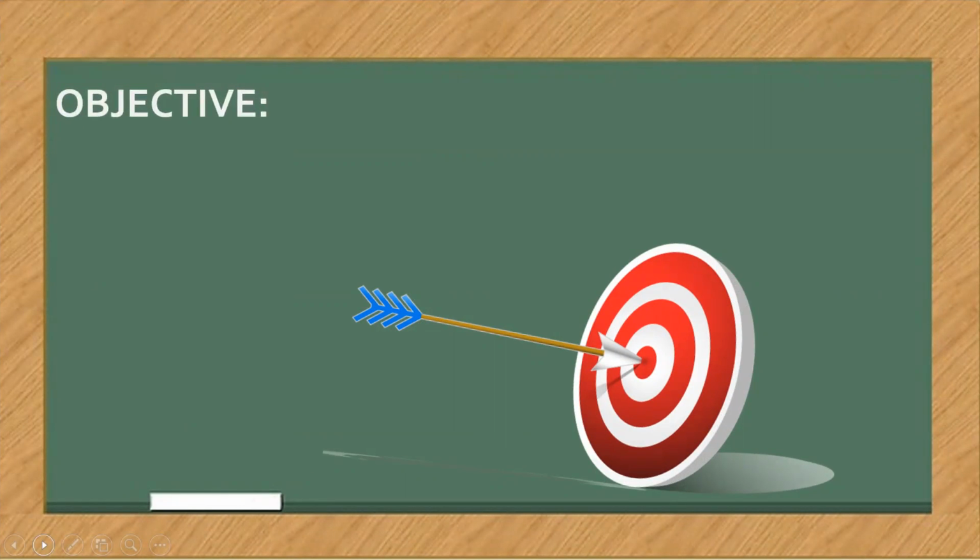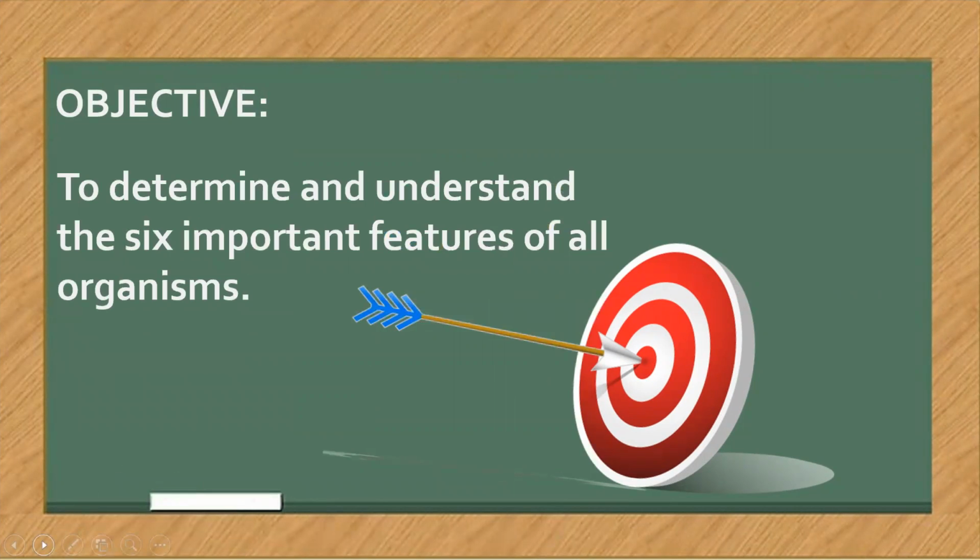Our objective is to determine and understand the 6 important features of all organisms. This lesson is an overview on some of those rules by explaining what the features of life are.